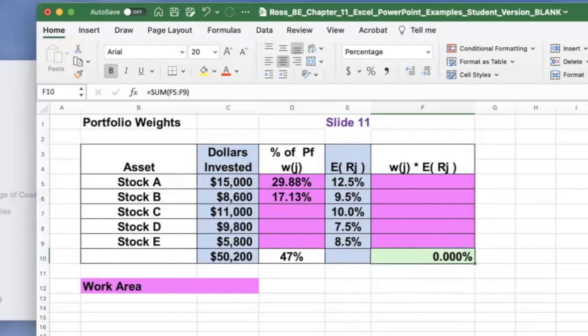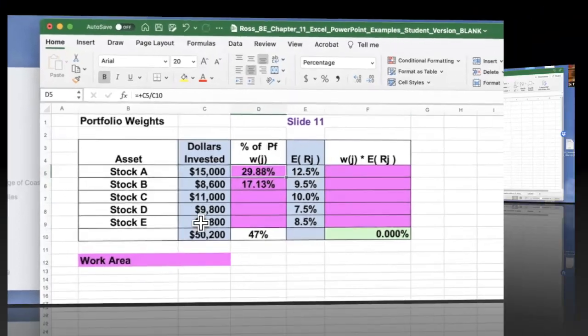So don't change the cells that are green. Don't change the cells that are white. Don't change the cells that are blue. Leave those alone. The only place where you should be putting formulas is where it is pink.